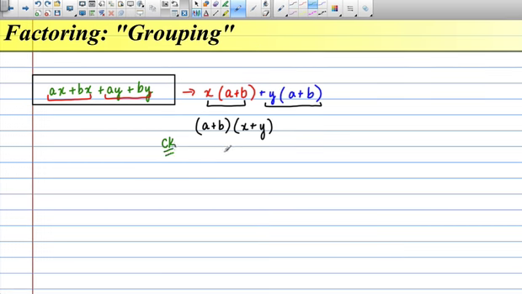We should do a quick check. So first is a times x. Outside is a times y. Inside is b times x. And last is b times y, which is exactly what we have.